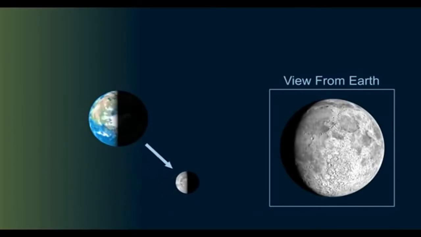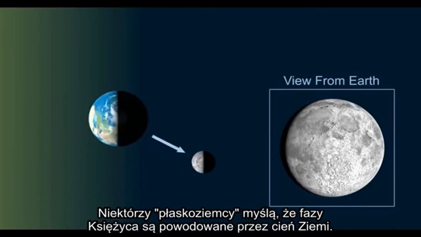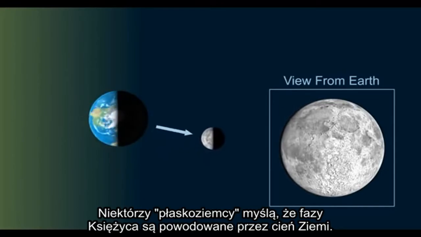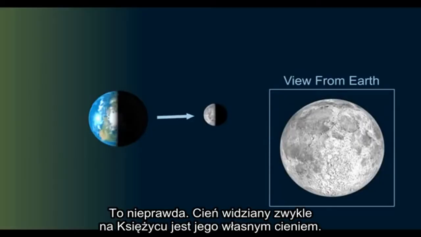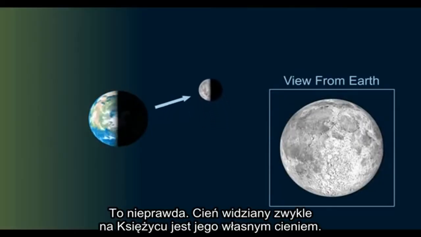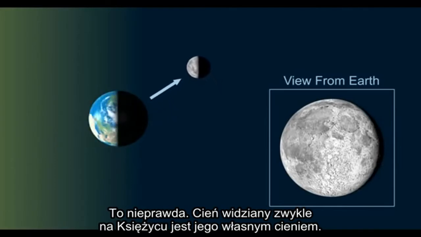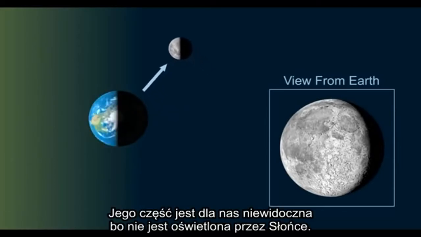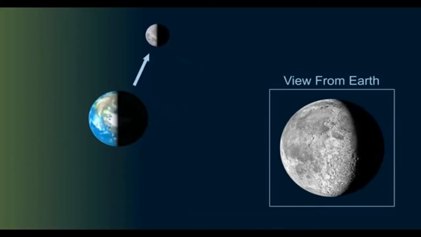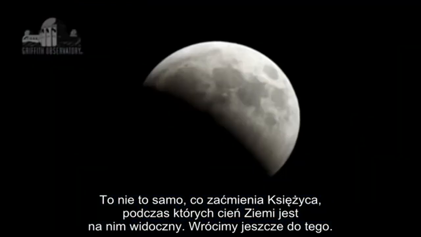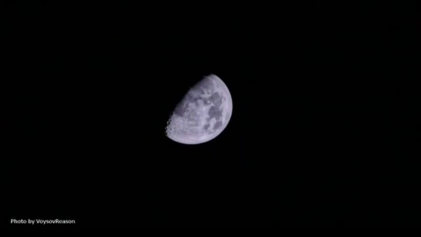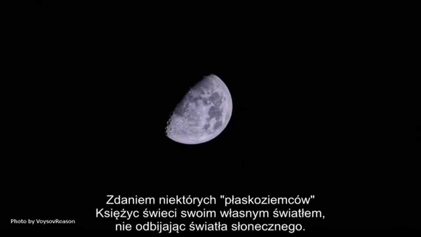Some flat earthers think the phases of the Moon are supposed to be caused by the Earth's shadow. That is wrong. The shadow we normally see on the Moon is just the Moon's own shadow, the side that is shaded because it is away from the Sun. This is very different from lunar eclipses, when the Earth's shadow is seen on the Moon. More on that later.